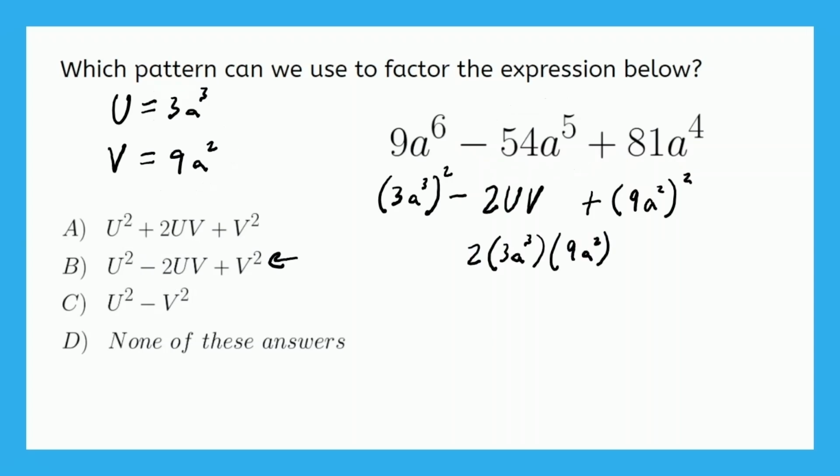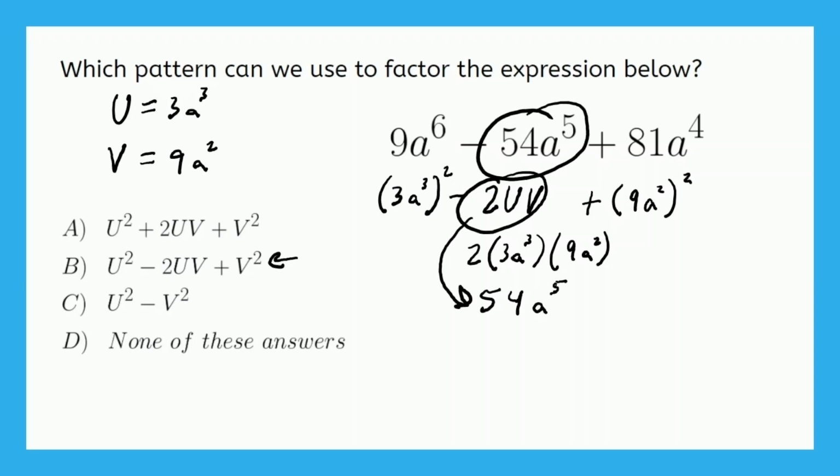So here we have 2 times u times v. And when we multiply these, let's see what we get. So 2 times 3 is 6, times 9 is 54. We have 54, and then a cubed times a squared will give us a to the 5th because we add the exponents, 54a to the 5th. And we can see that 2 times u times v is 54a to the 5th, which means that in this case, B is the answer.